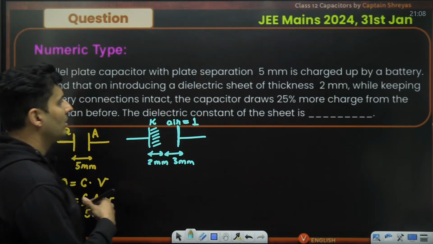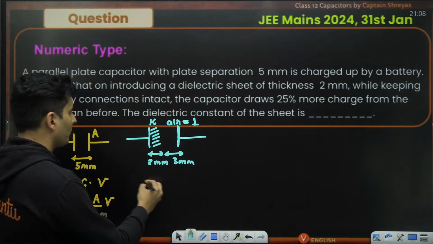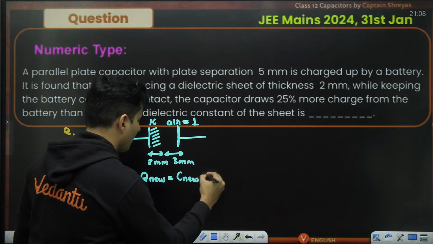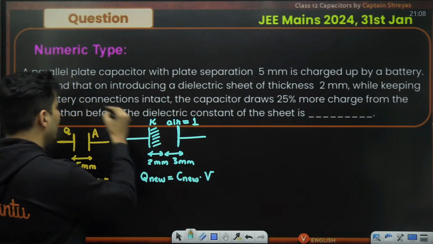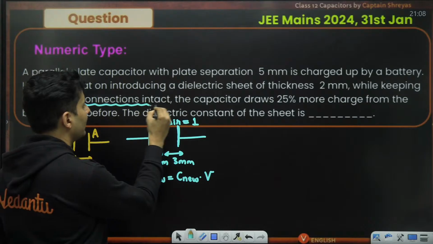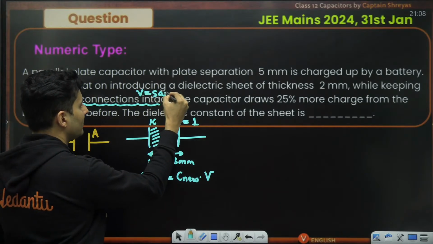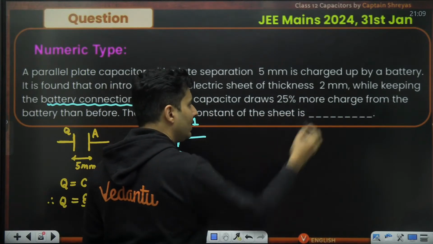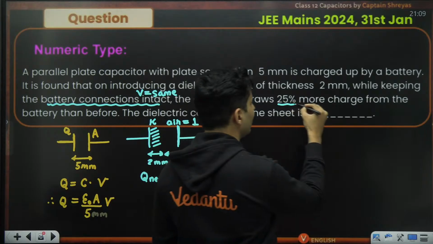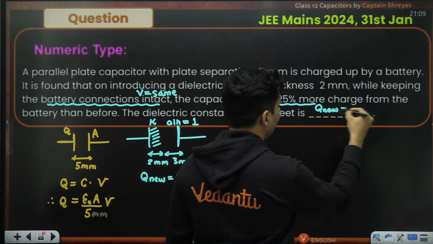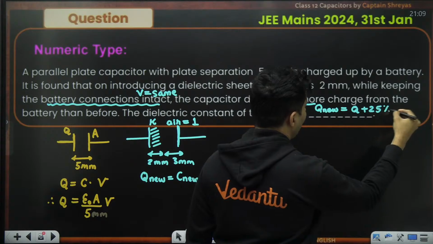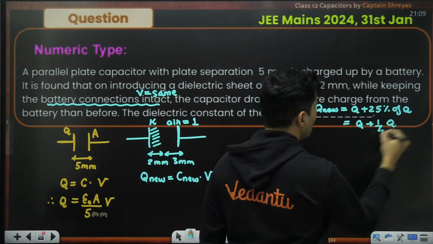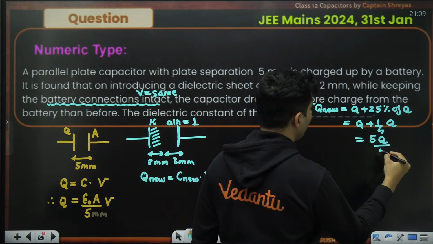So the new charge will be the new capacitance multiplied by the same voltage. Mind that the battery connections are intact, which means the voltage is going to be the same. But the new charge is 25% more than the previous charge. What does this mean? The new charge will be the old charge plus 25% of Q. 25% means 1/4, so it will be nothing but 5Q by 4.